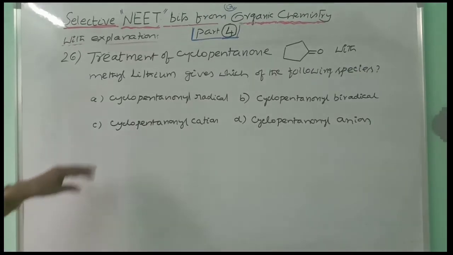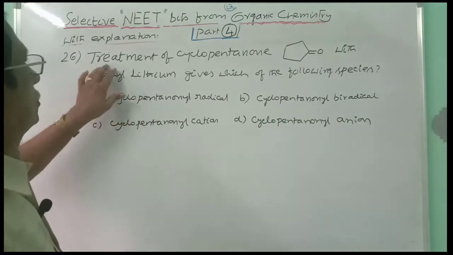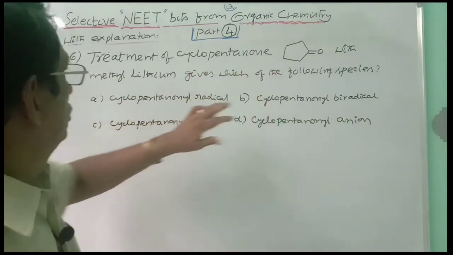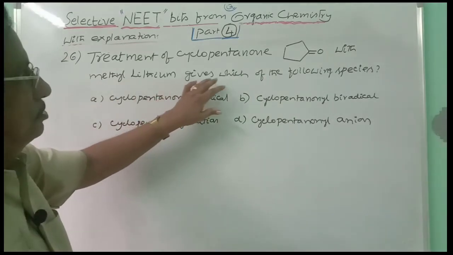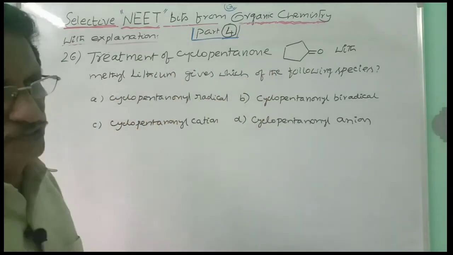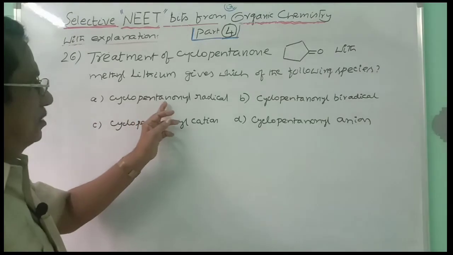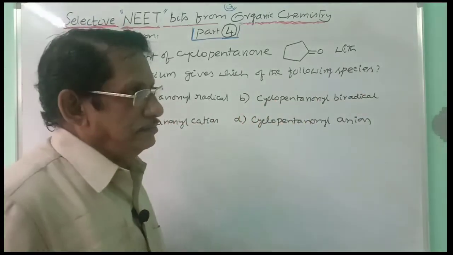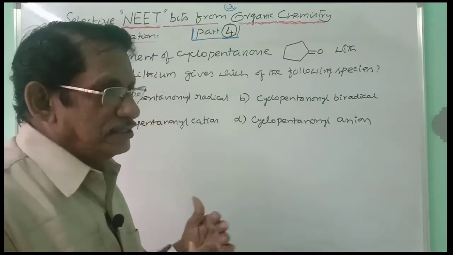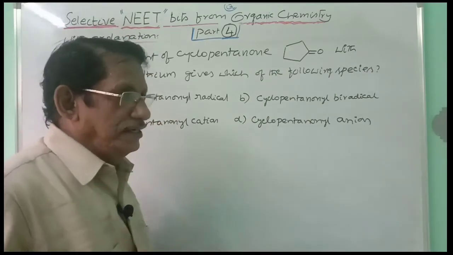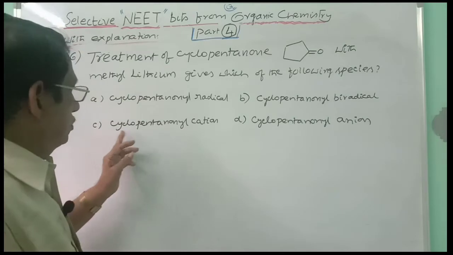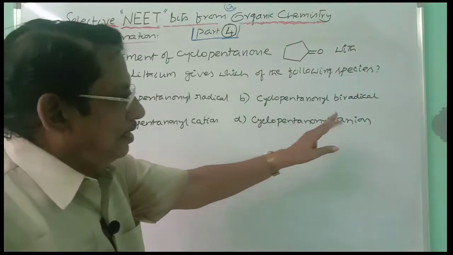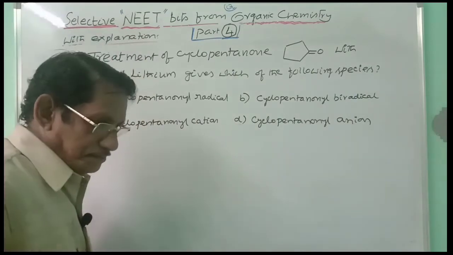Next bit, 26th one. Treatment of cyclopentanone, this is the structure, with methyl lithium gives which of the following species? A. Cyclopentanonyl radical. B. Cyclopentanonyl biradical. That means 2 atoms in this structure will be having free radicals. And C. Cyclopentanonyl cation. D. Cyclopentanonyl anion. Which of these 4 is correct?